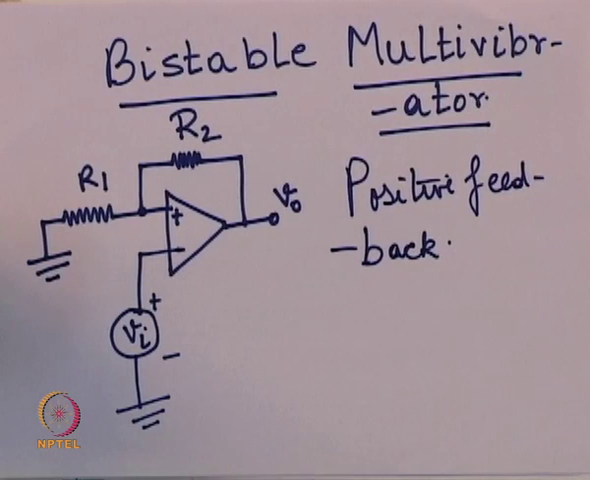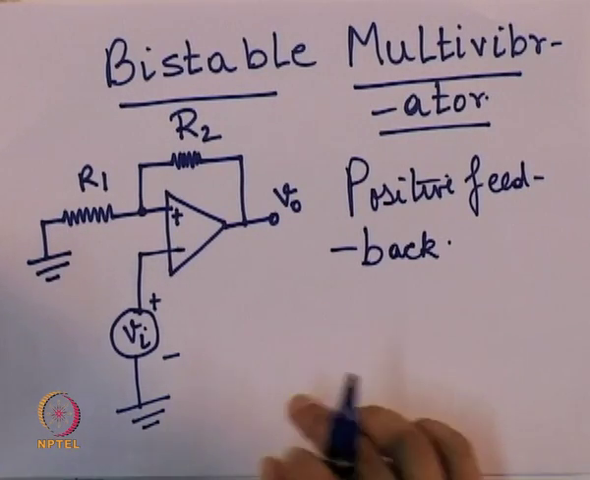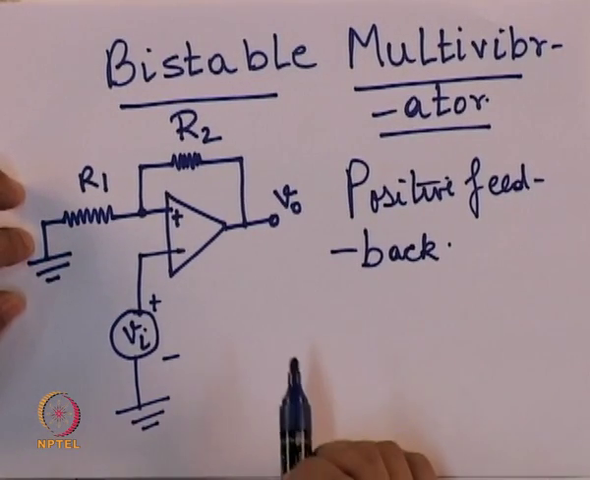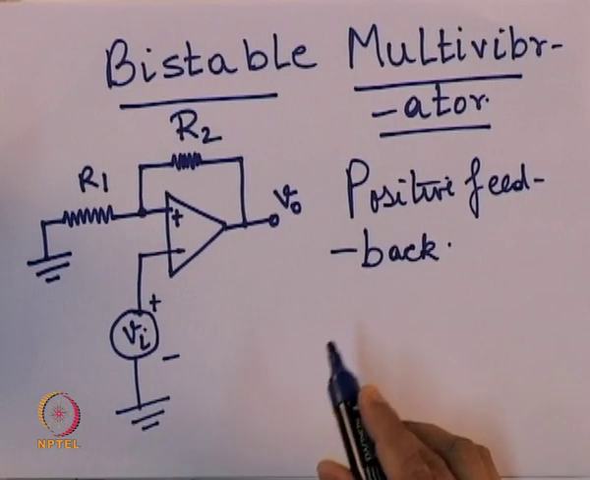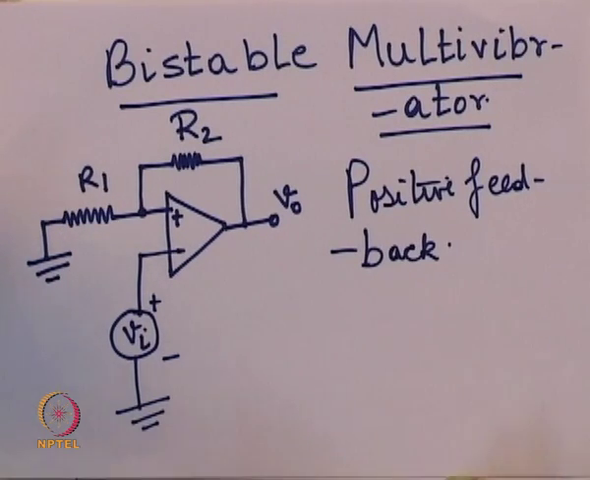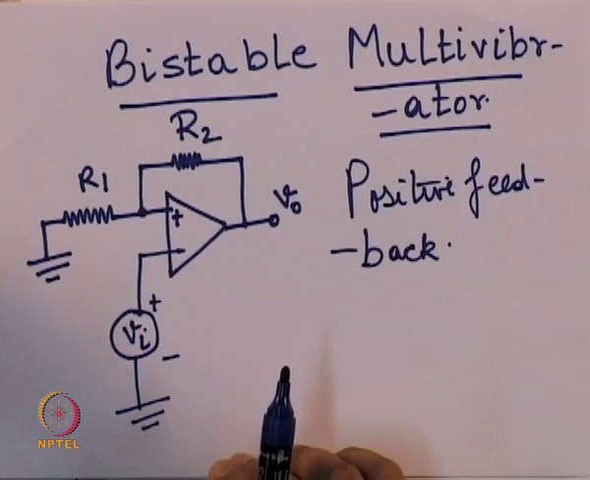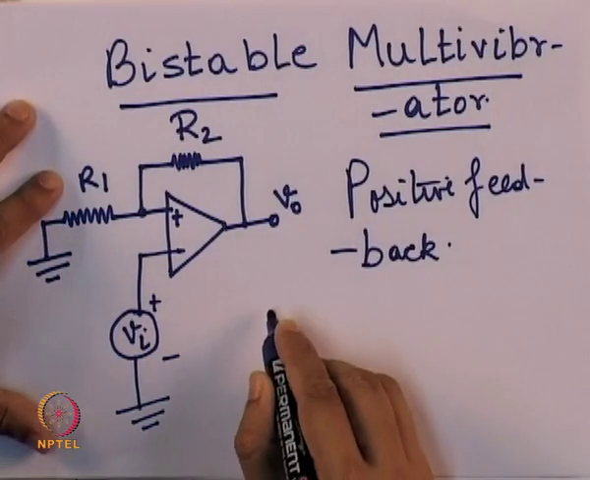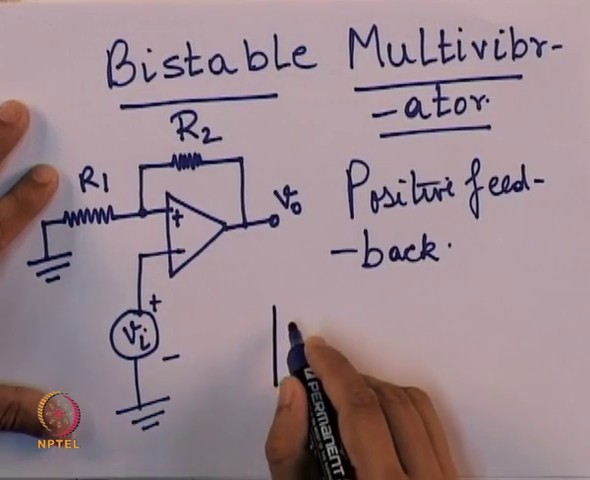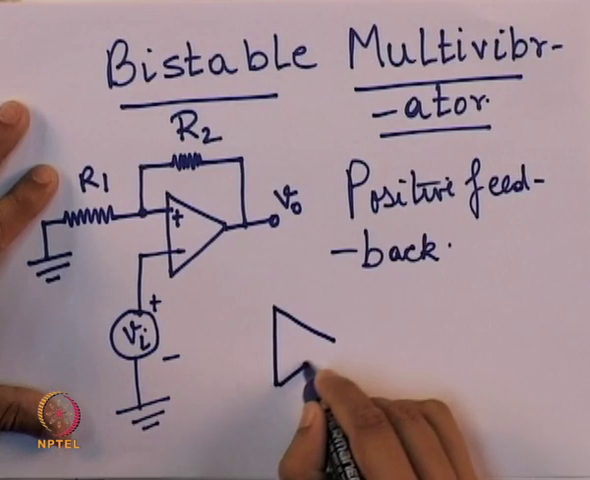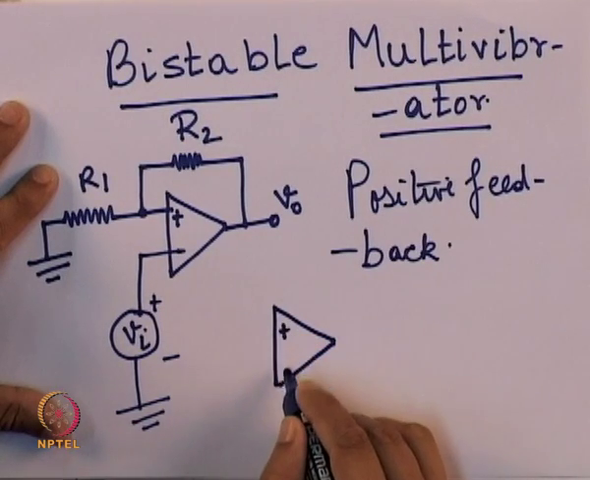So, in positive feedback, recall from the discussions we had while discussing feedback, we purposely want to make the system unstable. We do not want to make the system stable. Now, going back to the circuit of an op amp, this is the circuit of an op amp.